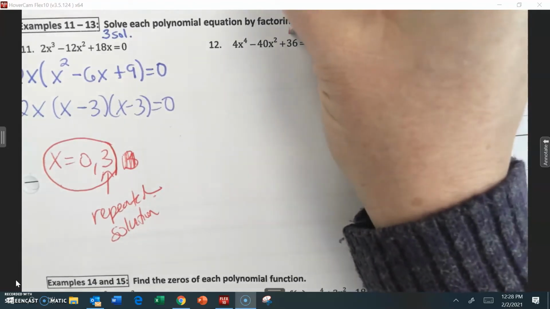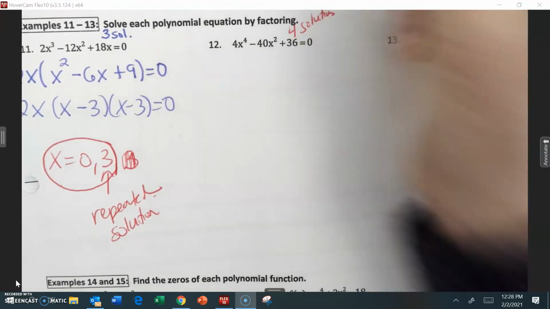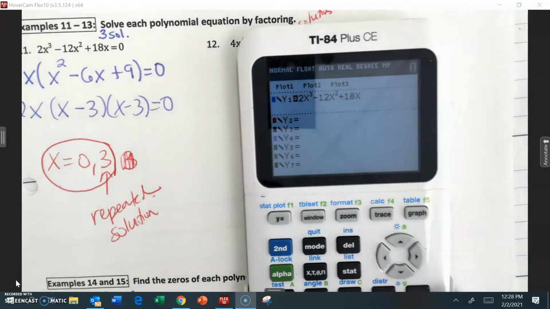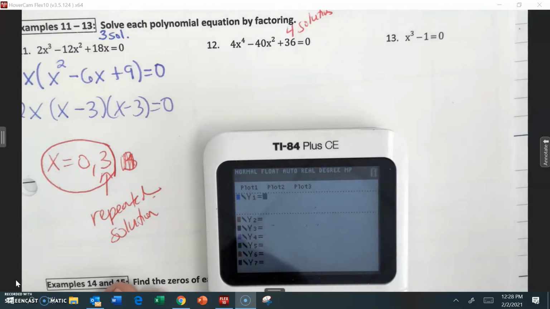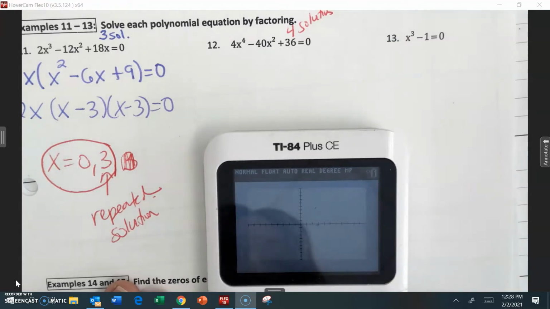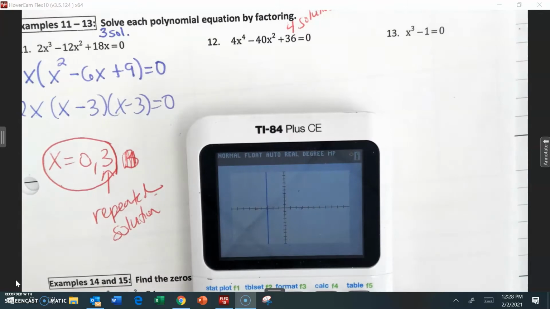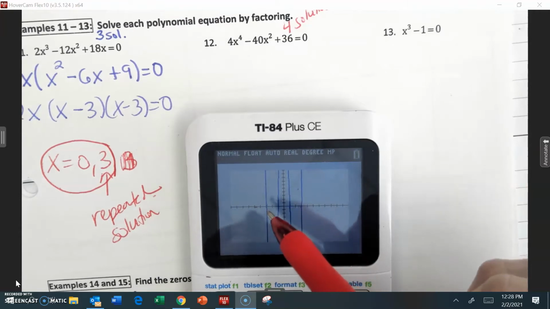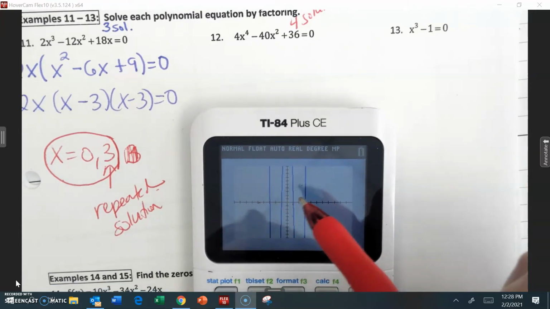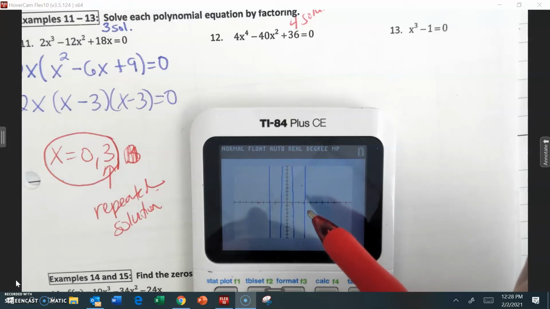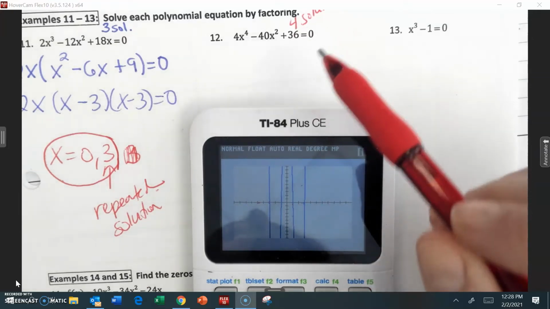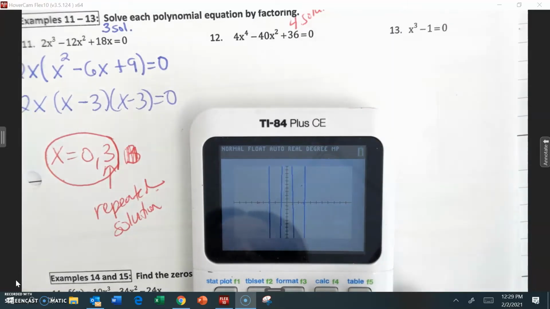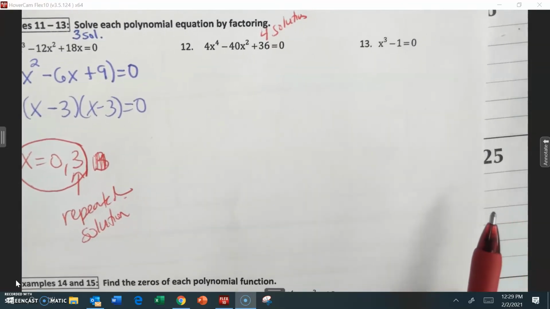So once again, we know that we're going to have 4 solutions. And the first thing I would tell you to do, once again, is let's see what this looks like when we graph it. So we're going to graph 4x to the 4th minus 40x squared plus 36. And when you graph it, it seems to look like this W. So I can see 1, 2, 3, 4 times that it's crossing the x-axis, which means all 4 solutions are going to be real numbers. So now you kind of know what to expect as we solve, okay?